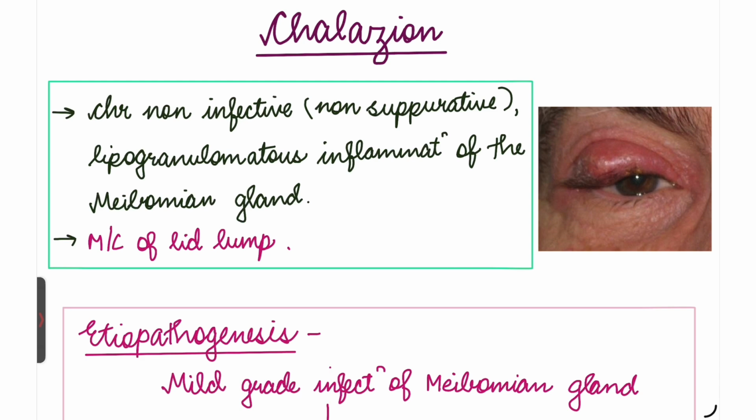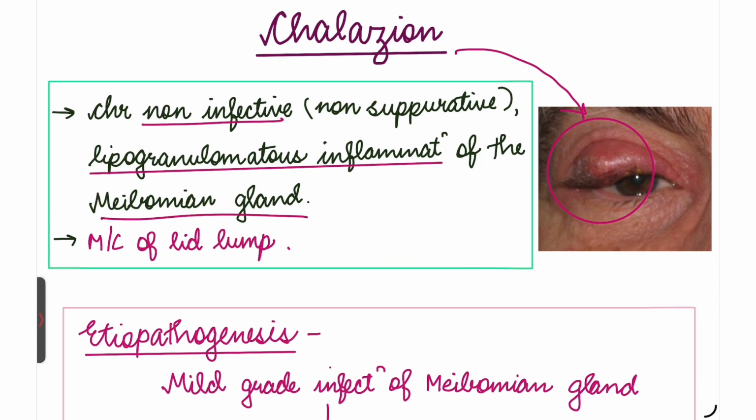Namaste. Our topic for today is Chalazion. What is a Chalazion? You can see it from this figure. Chalazion looks like this. It is a chronic, non-infective, non-suppurative lipogranulomatous inflammation of the meibomian gland. The term non-infective is important here because it helps to differentiate it from STI. STI is an infective pathology, and also lipogranulomatous inflammation and meibomian gland are important terms here.